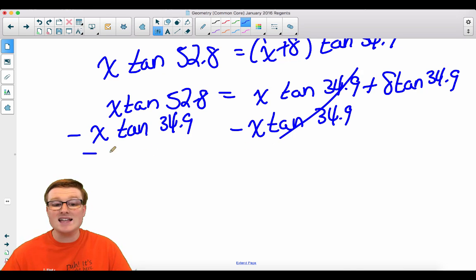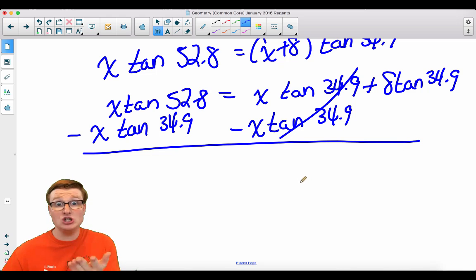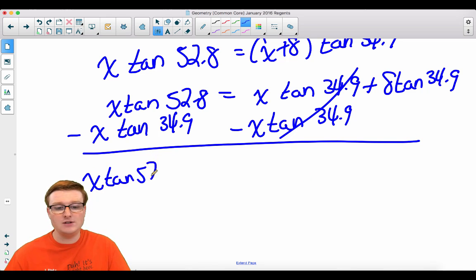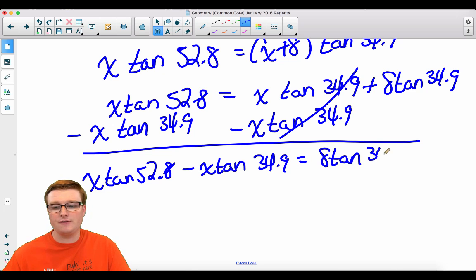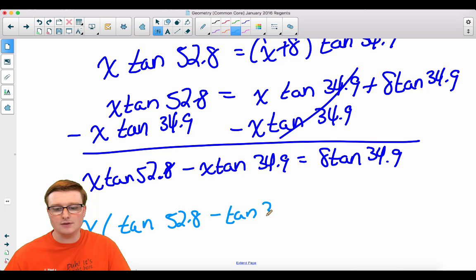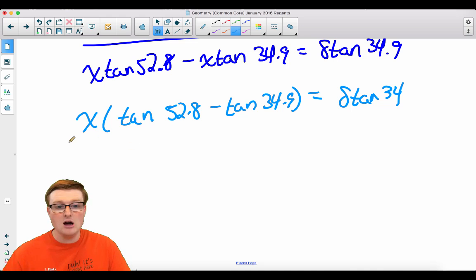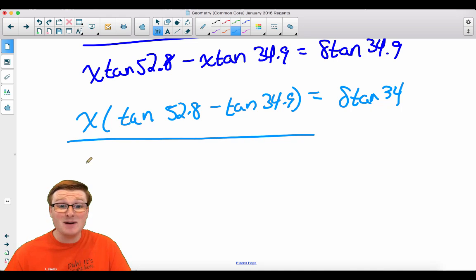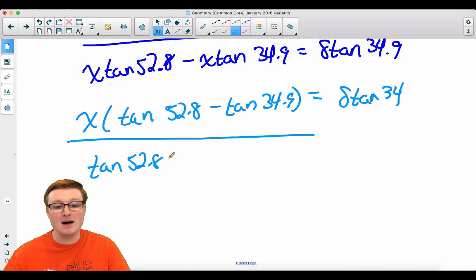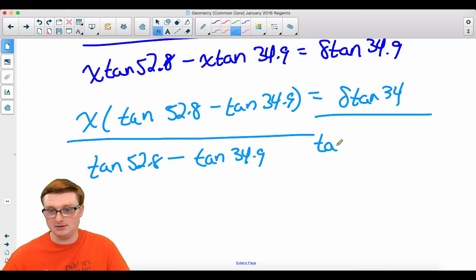Why am I doing this? Well, I have to pull out that x. That's a GCF, because I have x tangent of 52.8 minus x tangent of 34.9 is equal to 8 tangent of 34.9. So now I can take out an x, and you're left with tangent of 52.8 minus the tangent of 34.9, and you get 8 tangent of 34.9. Now, we divide all of this by the tangent of 52.8 minus the tangent of 34.9. That is a whole hunk of numbers.